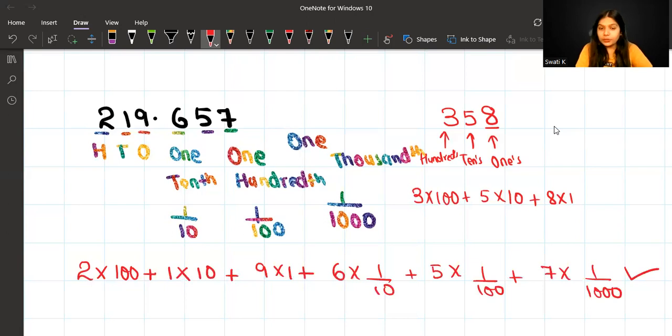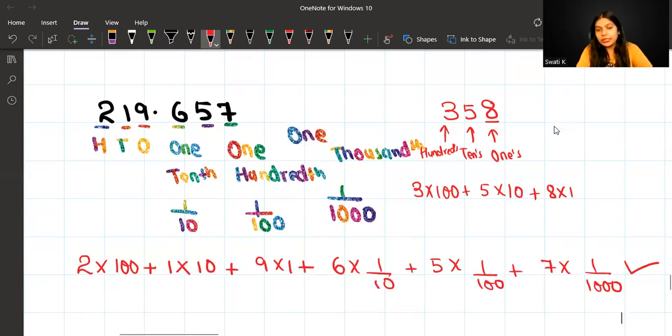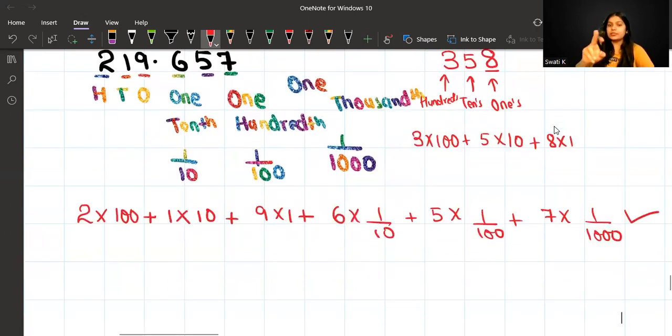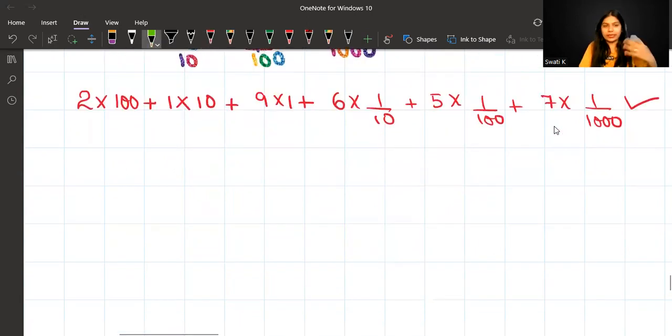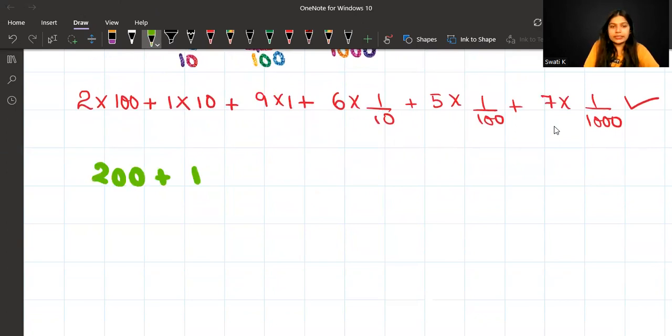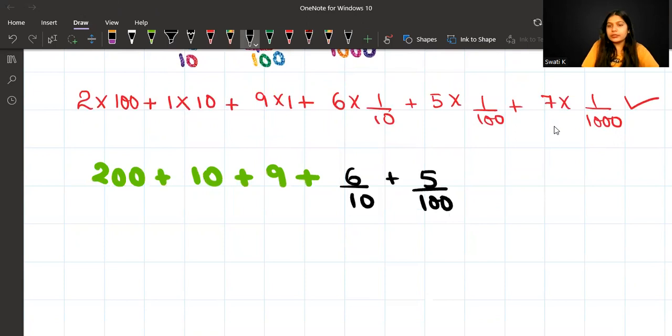If you want, you can also simplify this further by converting these fractions into decimal form as well. I'll make you understand this too. You can simply write 2 into 100 as 200, 1 into 10 as 10, and 9 into 1 is 9, plus. This 6 times 1/10 I can also write as 6/10, this as 5/100, and this as 7/1000, right? Because 7 times 1 is 7 only.